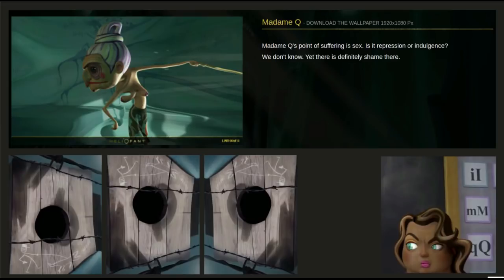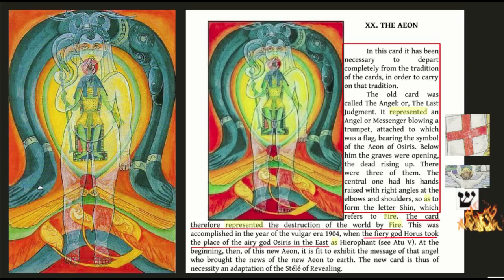All right. So in order to really understand what's going on, we should skip ahead and take a look at this card again. This is the Aeon card. This is Aleister Crowley's explanation of the card. He created the card. The card is in the Thoth Tarot deck, and it replaced a prior tarot card called the Judgment, or the Last Judgment, or the Angel.